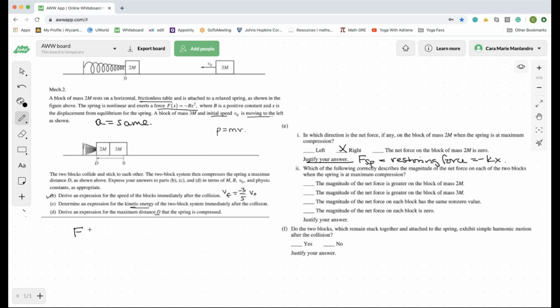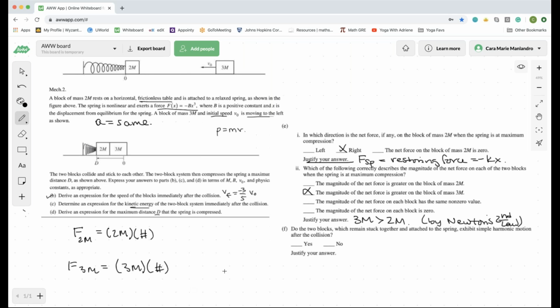All right, and then you have F, let's say 2m, is equal to 2m times a number. And then the force on 3m is equal to 3m times the same number. So which of those is greater? So it's going to be greater on 3m because 3m is greater than 2m. All right, and then you just had to say that the acceleration is the same, and then you would have justified your answer. Okay, so this is by Newton's second law.